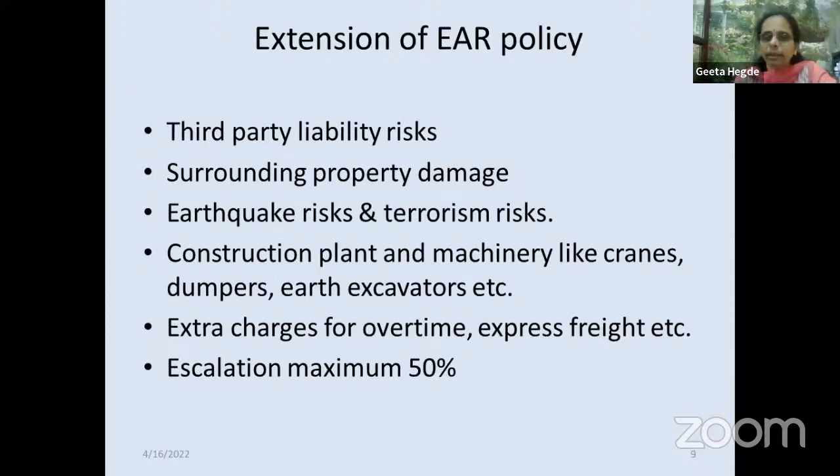Third party liability risk, surrounding property, earthquake, terrorism, construction. CPM, that is construction plant and machinery, can be covered under the erection or contractor all risk policy. Extra charges for overtime, express freight, etc. Escalation is maximum 50% of your otherwise sum insured.